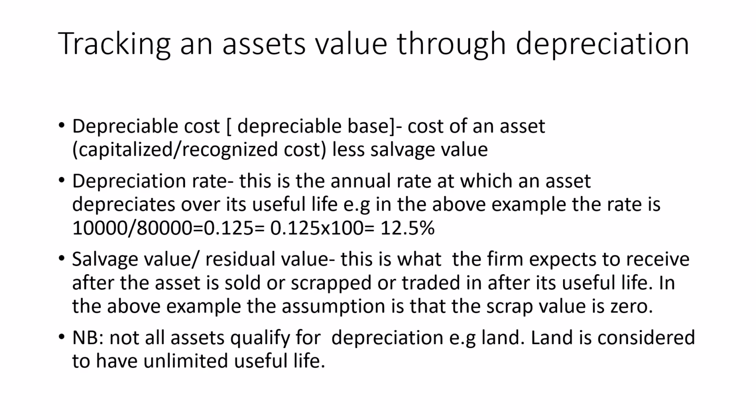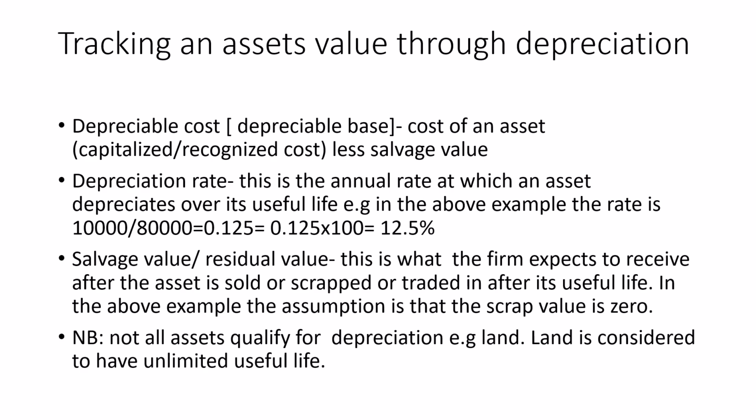So what is the depreciation rate? This is the annual rate at which an asset depreciates over its useful life. For example, in the above example, the rate is $10,000, which is the depreciation per year, divided by the depreciable cost, which is $80,000, equals 0.125, which is equal to 12.5%. So the asset is depreciating at 12.5% per year.